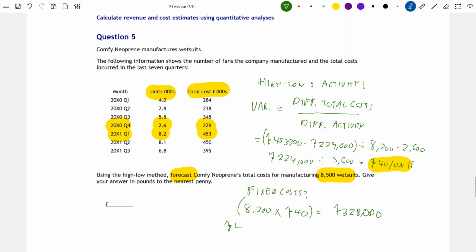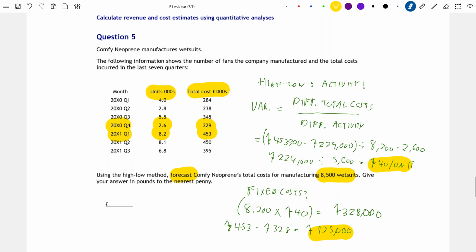So I'll write 453 for short, so that's in thousands, minus 328 is equal to £125,000. So these are our fixed costs.